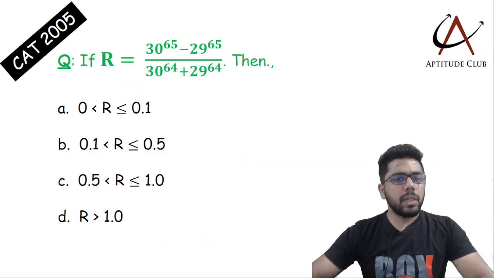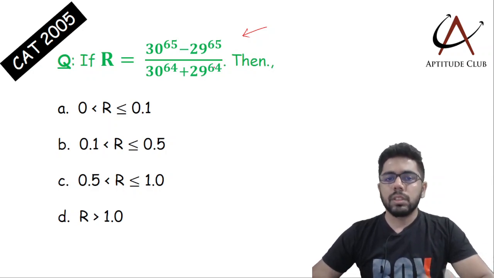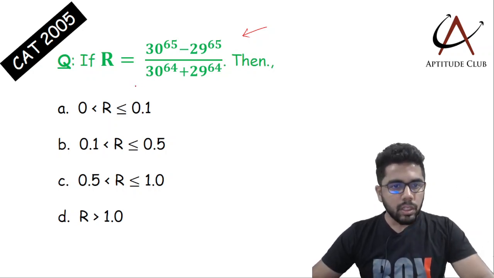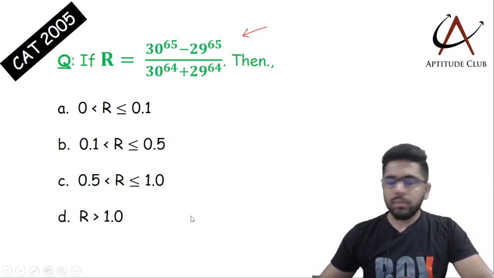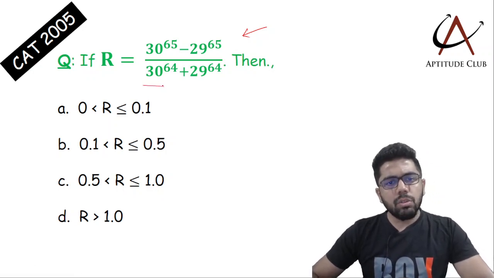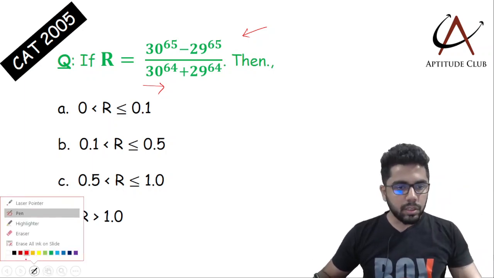What was the question basically? The question is: if r is given by this expression, 30 to the power 65 minus 29 to the power 65, divided by 30 to the power 64 plus 29 to the power 64, then what can be the value of r? We have four options, so we'll have to figure out the value of r. Initially this looks like a very big number, 30 to the power 65, quite big.